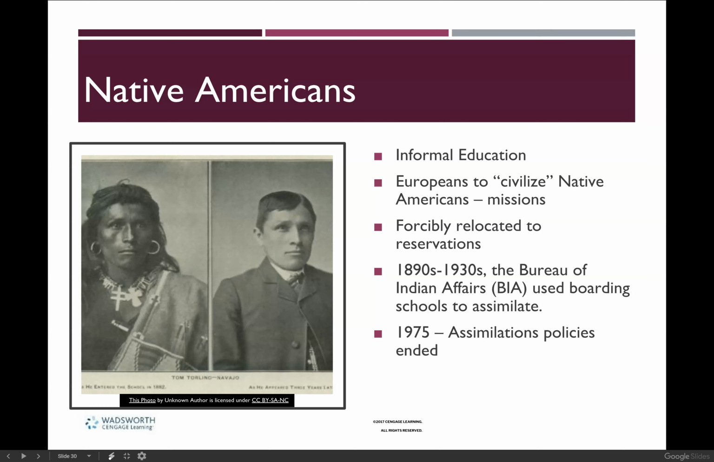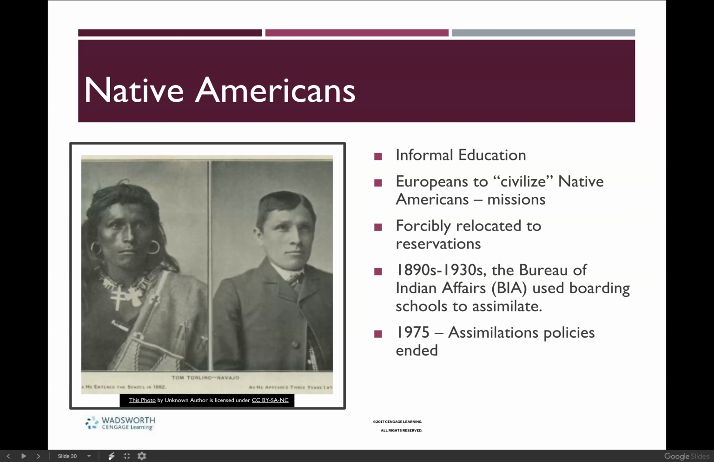So the Europeans sought to civilize the Native Americans. They created missions to teach them how to be civil, to teach them either Catholic or Christian beliefs. We have a lot of missions in California. You probably learned about it in third grade. You can see from the picture, we have the Native American, and then after being civilized, air quotes, this is what he looked like. They were forcibly relocated to reservations, pushed to certain parts of the country.